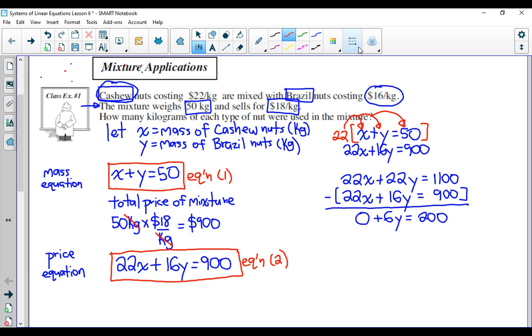To get y by itself, we're going to divide, because we've got the 0 here. So we can just divide now. So divide both sides of the equation by 6. Divide 6, divide 6. The 6's would cancel off. And then I would get my y value is equal to, and we're just going to write it down as a decimal number. So the y value would be 33.3 kilograms.